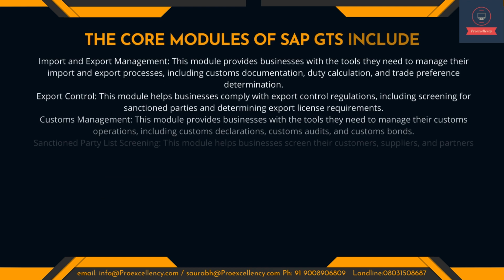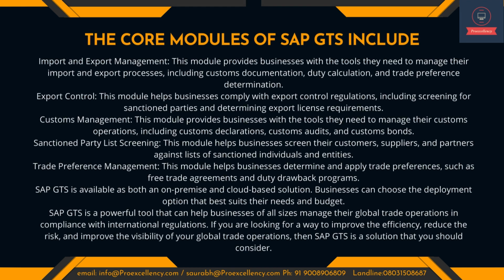The core modules of SAP GTS include Import and Export Management. This module provides businesses with the tools they need to manage their import and export processes, including customs documentation, duty calculation, and trade preference determination. Export Control. This module helps businesses comply with export control regulations, including screening for sanctioned parties and determining export license requirements.